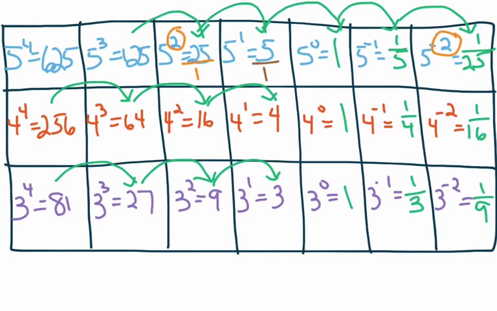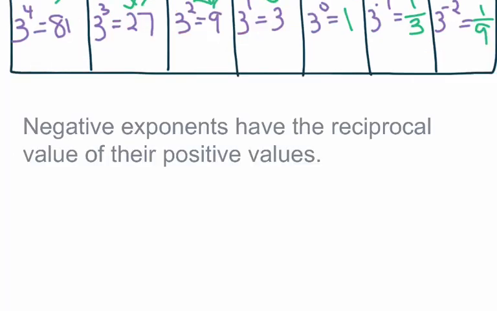3 squared equals 9. 3 to the negative second power is 1 over 9. 3 to the first is 3. 3 to the negative first is 1 over 3. All right, so what I want us to do is go ahead and write a conjecture for this. So the conjecture we come up with is that negative exponents have the reciprocal value of their positive values. So reciprocal just means that you're taking a fraction and you're switching around the numerator and denominator. So when you take the reciprocal of a fraction, the numerator goes to the denominator position, the denominator goes to the numerator position.